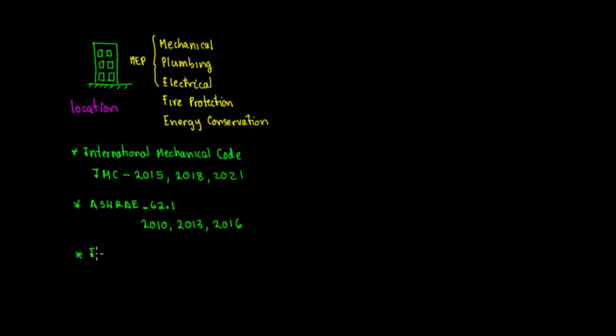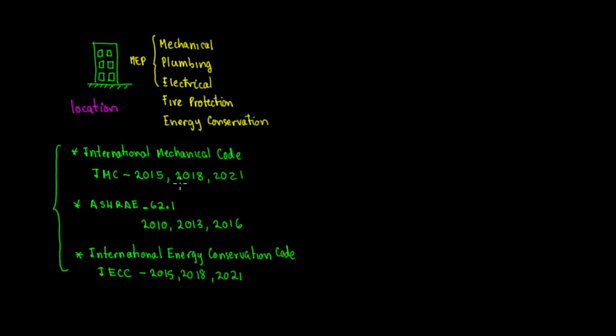The energy conservation code is going to be based on the International Energy Conservation Code. It's long, right? So in short, this is going to be IECC. But again, which year? Are we going to be using 2015, 2018, 2021? This is just an example of the codes, and we need to be very clear about which code we are going to be using.